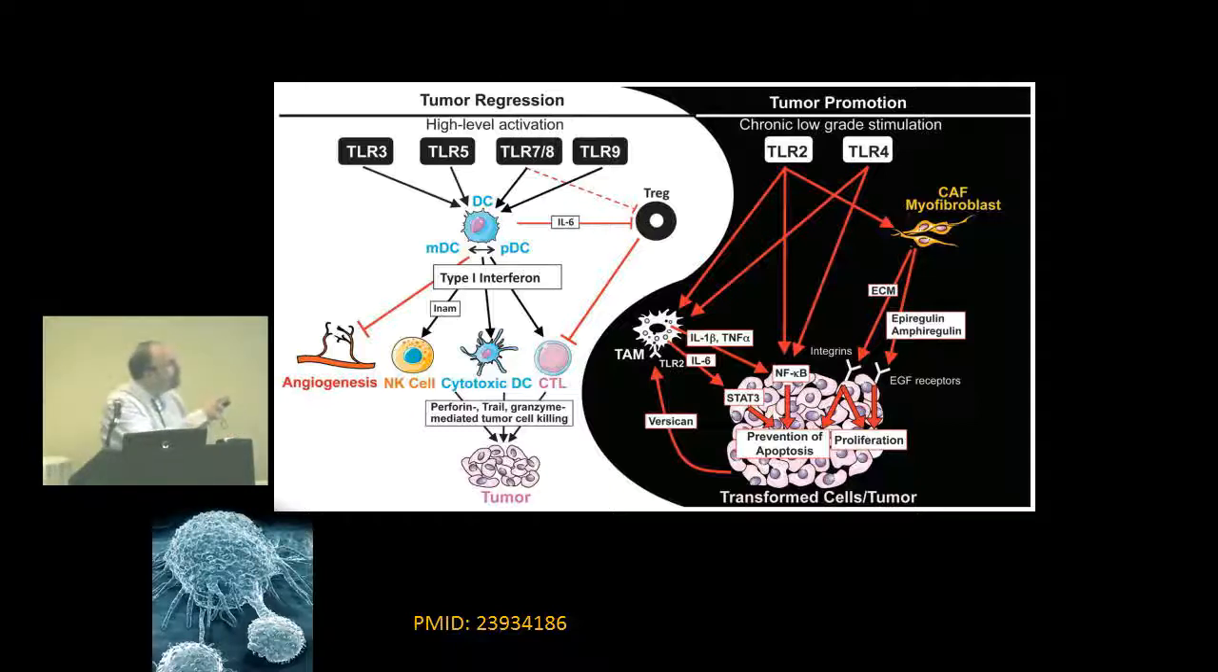There's a blocking symbol, block angiogenesis. You stimulate natural killer cells. You stimulate cytotoxic T cells and the cytotoxic dendritic cells, and you wind up with tumors that look like that, okay? You stimulate these guys, and you wind up with NF-kappa B, then you wind up in a worse place.